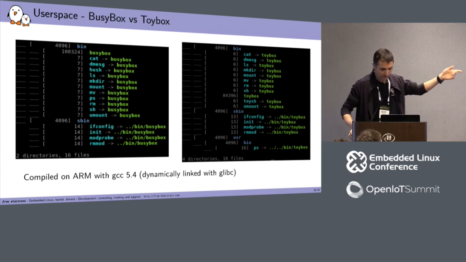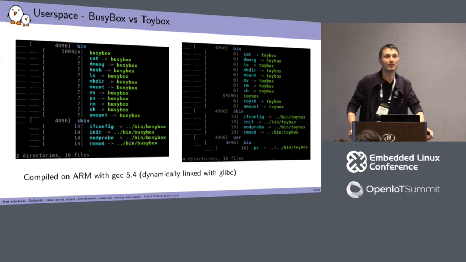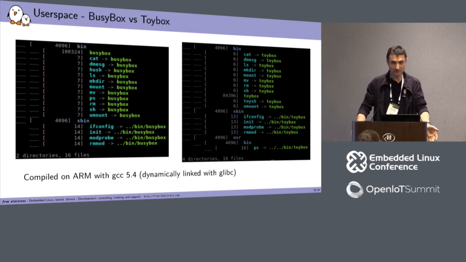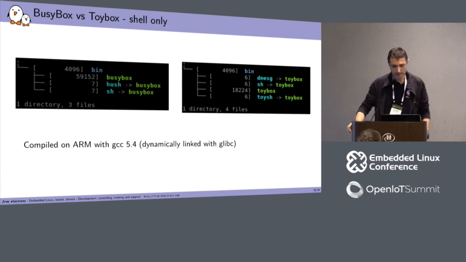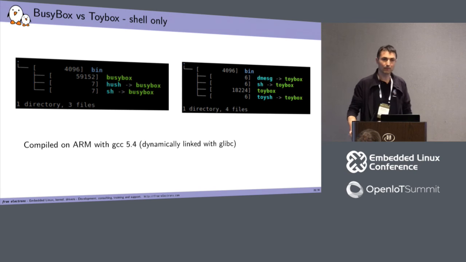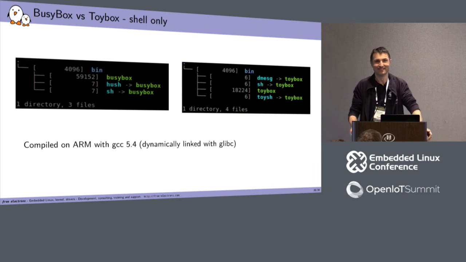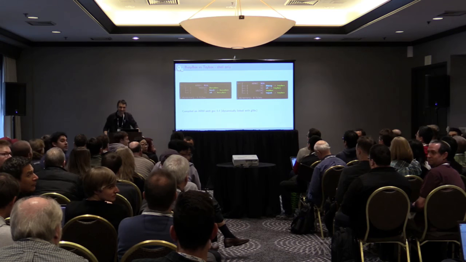and Toybox, as you can see, for the same features was 84,000 bytes, 84 kilobytes. So it's smaller for the same set of features. And if you just want a shell, Toybox is going to be much better. At least it works, but I'm writing a new one. It's about 4 months before.